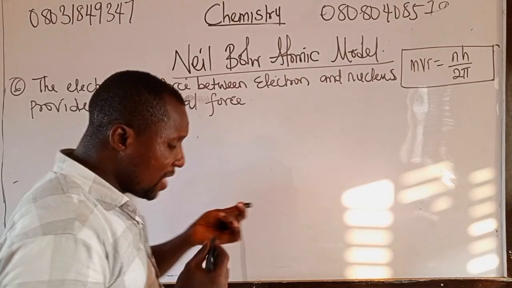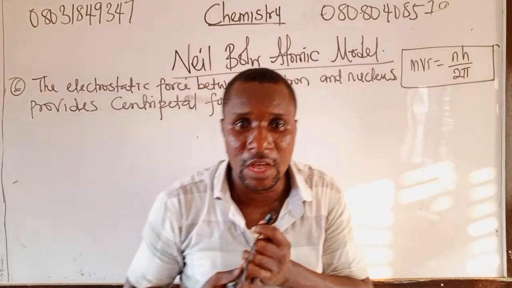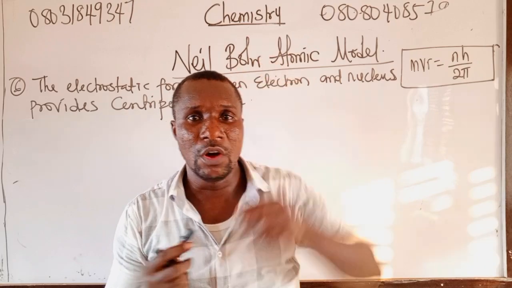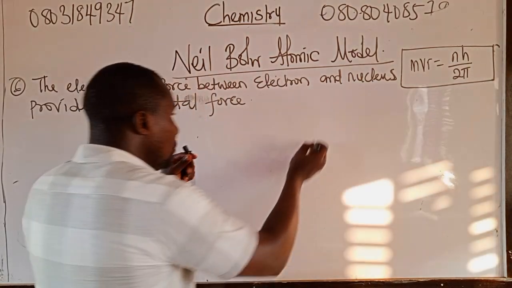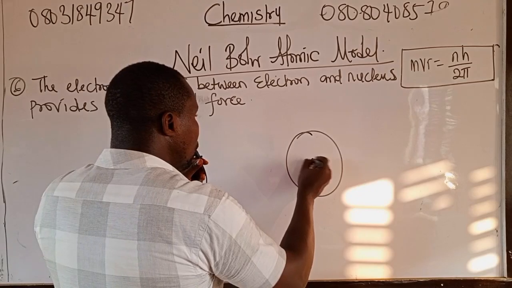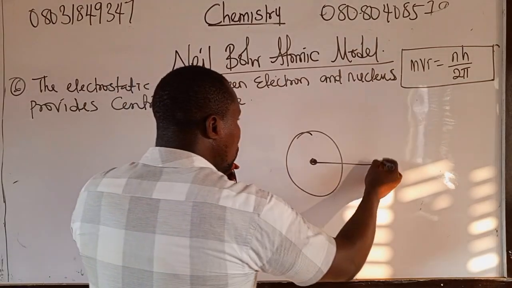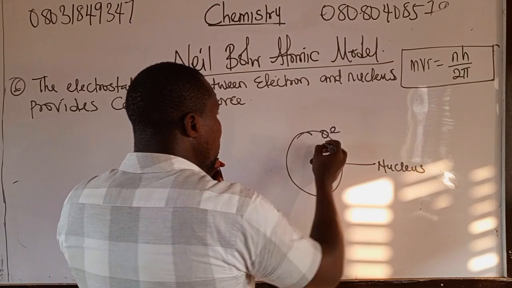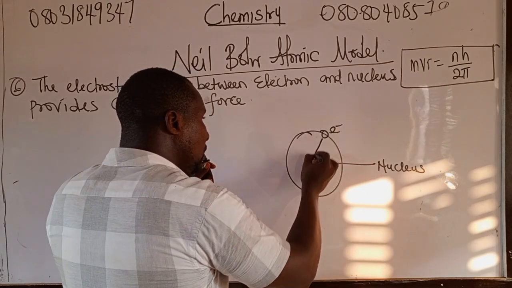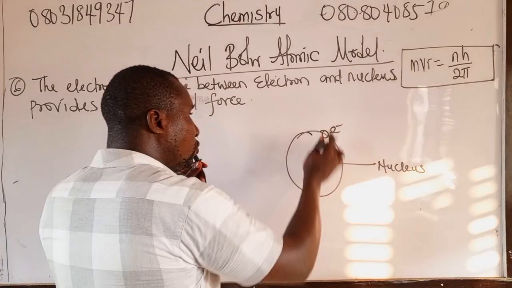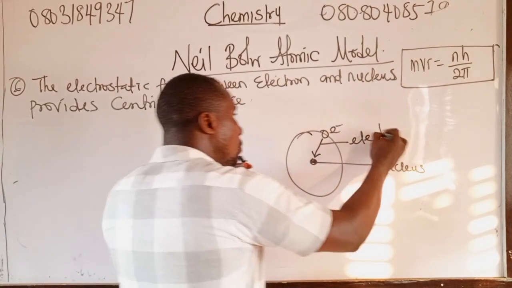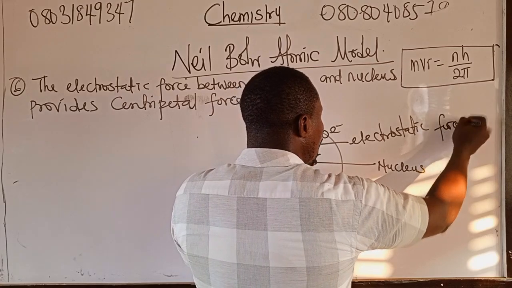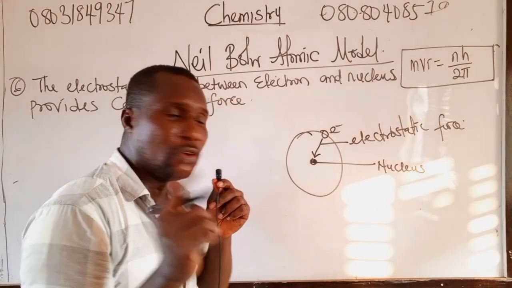If they ask you what kind of force occurs between a nucleus and an electron that revolves around the nucleus, take note: this is a nucleus according to Bohr, and you have an electron. The force of attraction between these two is known as electrostatic force.